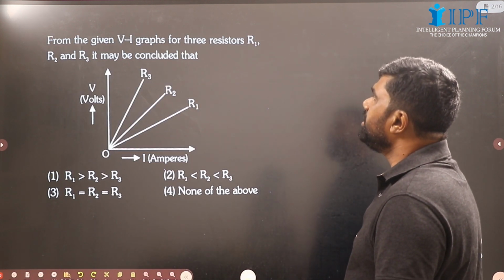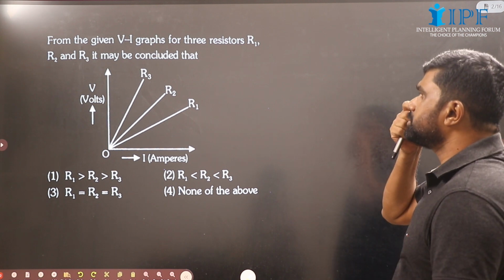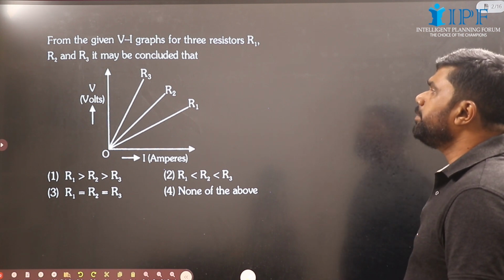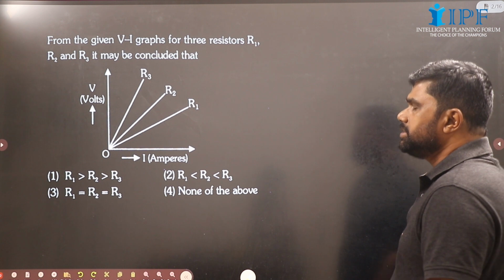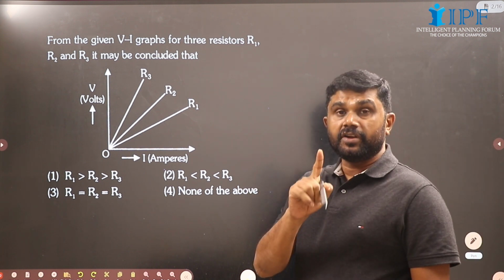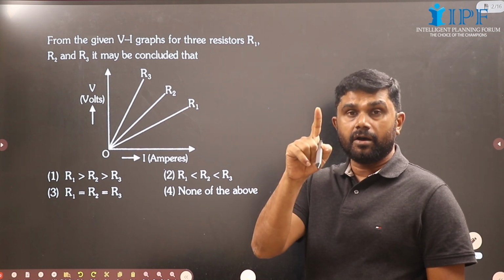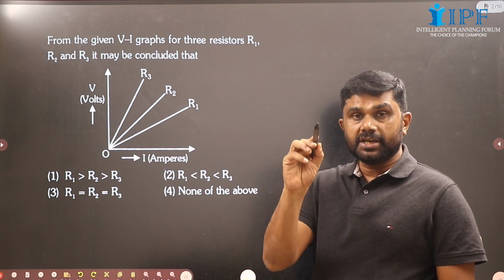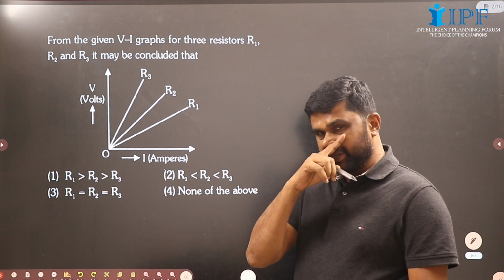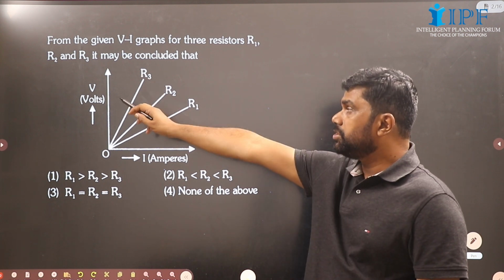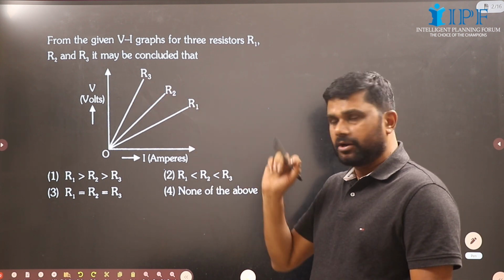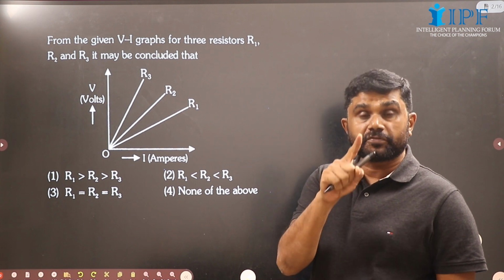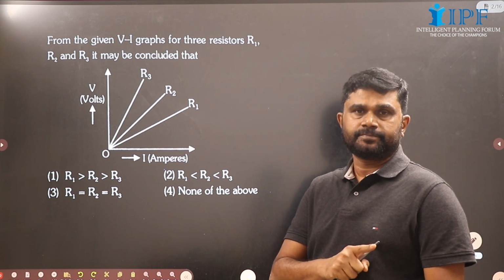From the given VI graph for three resistors R1, R2 and R3, it may be concluded that, see here, the slope of the graph will give you delta Y divided by delta X, means quantity along the y-axis by quantity along the x-axis. Here we have voltage along the y-axis and current along the x-axis. So the slope of the graph will give you the resistance.